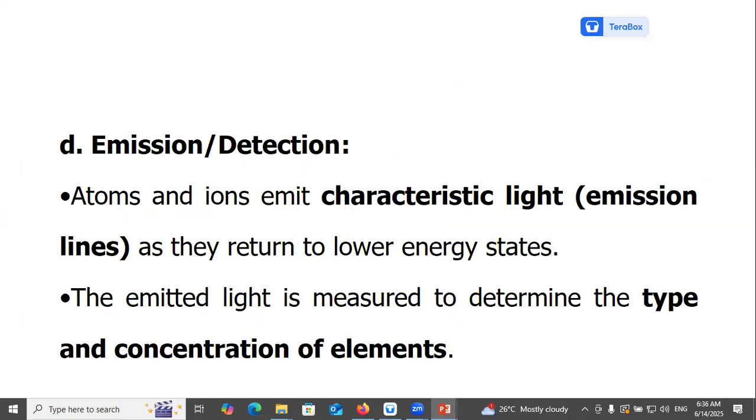Emission and detection. Atoms and ions emit characteristic light emission as they return to lower energy state. The emitted light is measured to determine the type and concentration of elements.